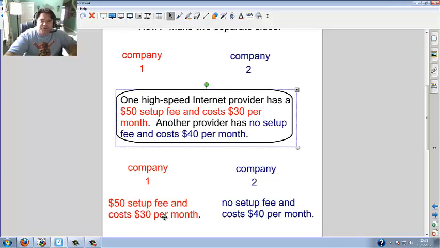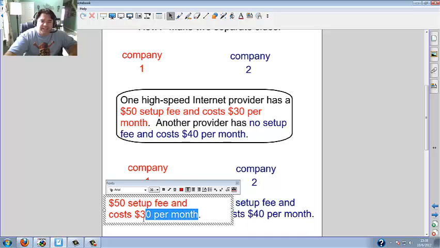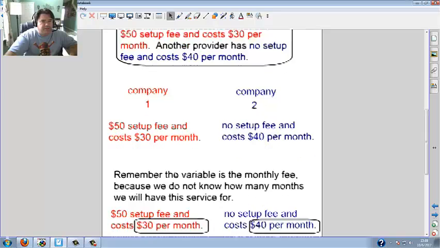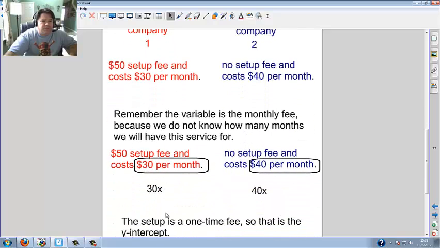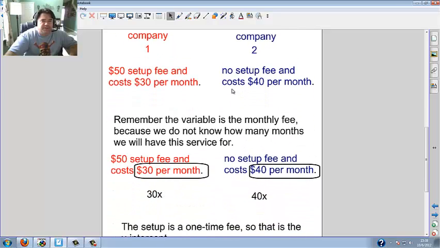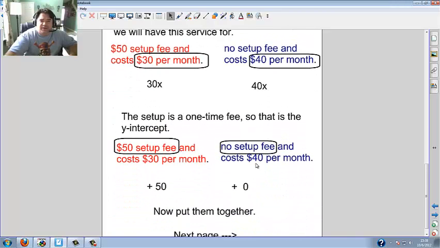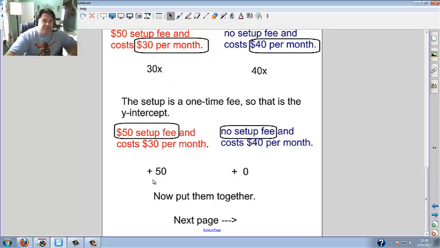$50 setup fee and $30 per month. We don't know how many months we're going to use it for, so that's the X: 30X. The 50 is just one straight $50 fee, so that's 30X plus 50. This one has no extra fee, just 40 a month, so this is just 40X. I sped it up here, but it's just 30X plus 50 and 40X plus nothing.